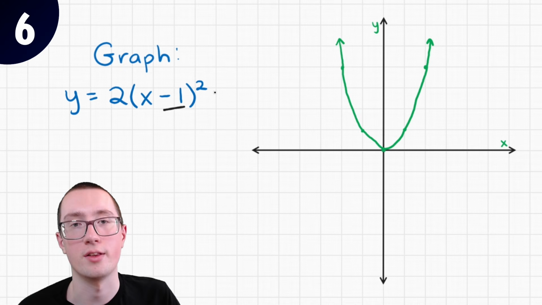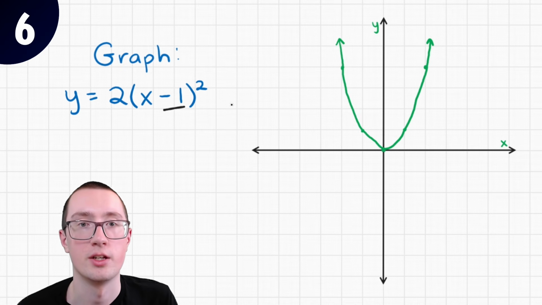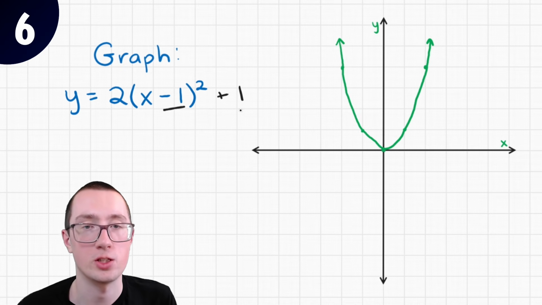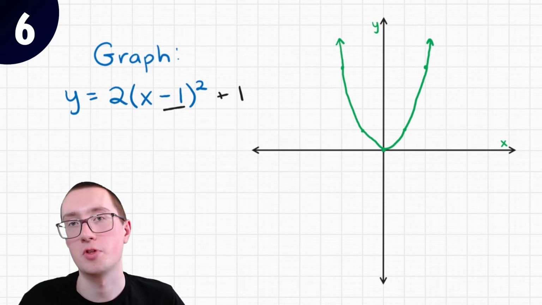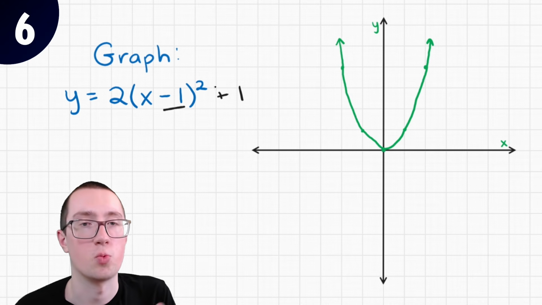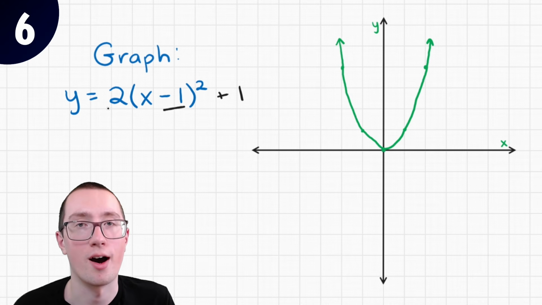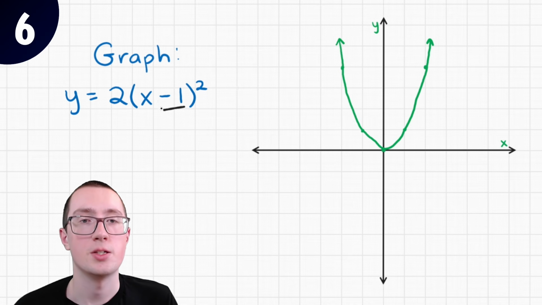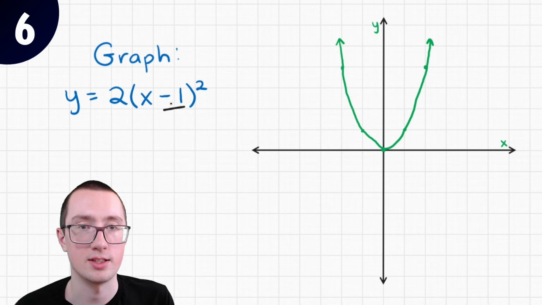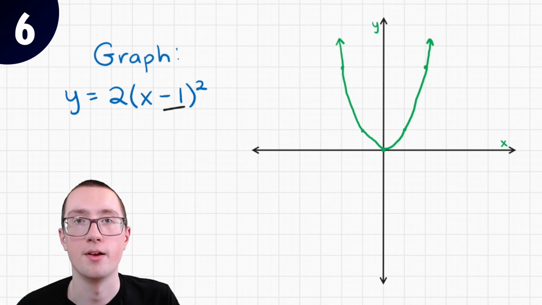If we had a number on the outside of the parentheses, if we had a plus 1 or a minus 1 outside, that would move the graph up and down because we're just adding or subtracting a number to y, and y is up and down. But in this case, the number is inside of the parentheses. So when it's inside the parentheses, that's also being squared, then we need to move the graph left and right.